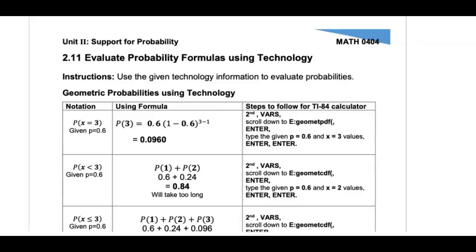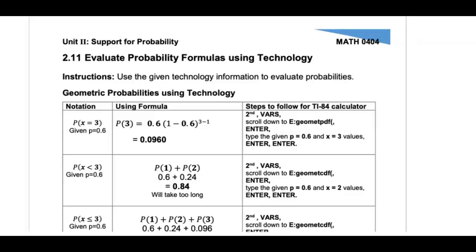Section 2.11, Evaluate Probability Formulas Using Technology. This section is so awesome. First of all, it's our last one in this Unit 2, and it connects to the other sections that we finished doing. For example, in 2.10, we evaluated formulas using tables, and then continuing in 2.10, we evaluated formulas using our geometric distribution formula. So this ties into those two things that we finished doing. Let's take a look. We're going to be using our TI-84 calculator.